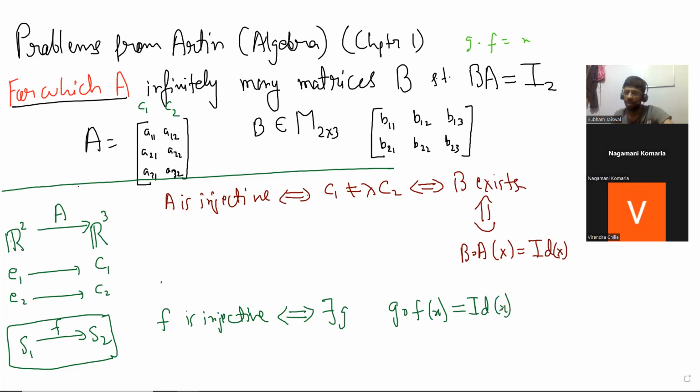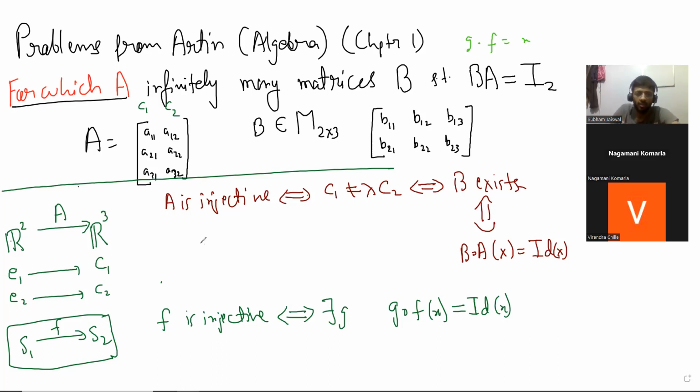We know this, right? If there is a g, then surely f is injective. And if f is injective, then there is a g. This we always know for sets. Now that g may be a very, very bad g, but it will be true. So if f is an injective function, then there is always a g such that this becomes identity.